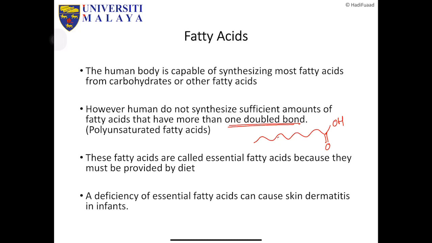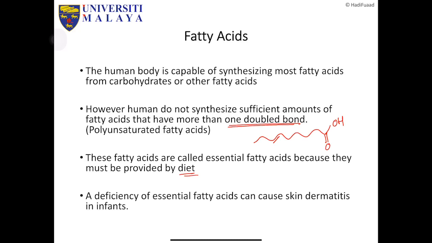Our body can synthesize a fatty acid with one unsaturated double bond, but we cannot synthesize more than one, at least not that we know of. One day in the future, someone might identify that we actually do have a different fatty acid, but as of today, we cannot synthesize fatty acids with more than one double bond. These fatty acids are called essential fatty acids because they must be provided by diet.